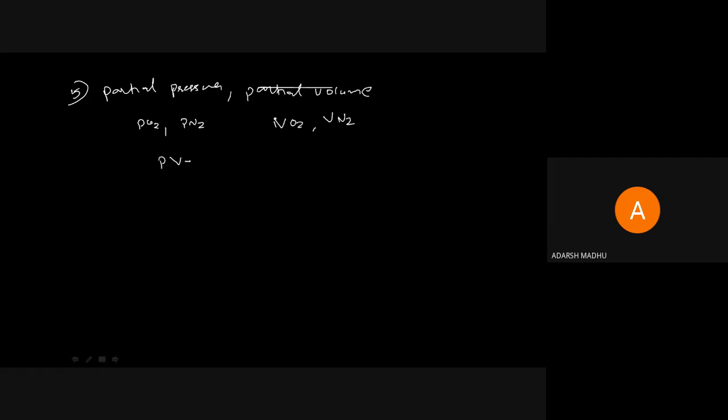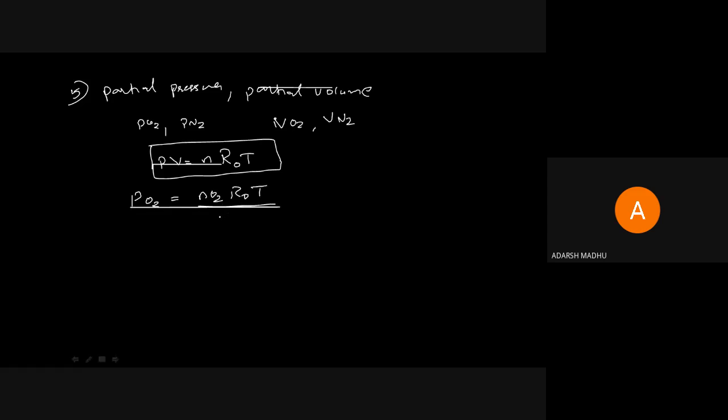We can use the equation PV equal to nRT. nRT means n R naught into T. Only this equation is needed to find out partial pressure and partial volume. Volume can be found out by another method. First, you want to find out partial pressure. PV equal to nRT, so PO2 equal to NO2 into R0 into T divided by V.